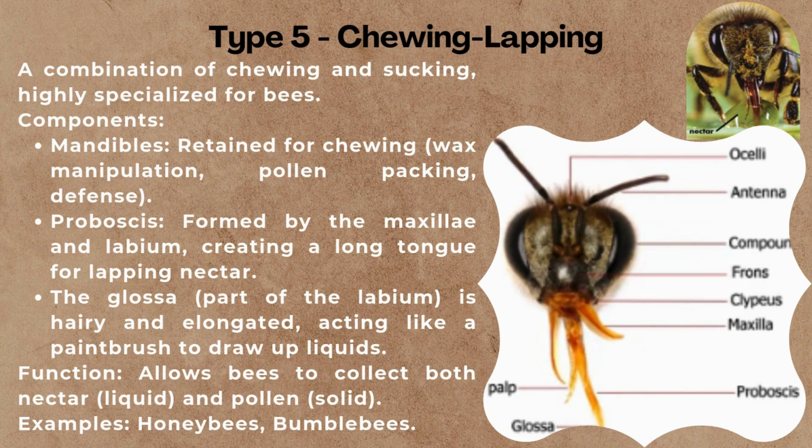Type five, chewing-lapping. Some insects need the best of both worlds. Bees are a great example. They have chewing-lapping mouthparts. They have kept their mandibles for chewing wax and packing pollen. But they have also developed a long proboscis made from their maxillae and labium. The tip is like a tiny, hairy paintbrush that laps up nectar, so they can handle both solid pollen and liquid nectar with one tool set.